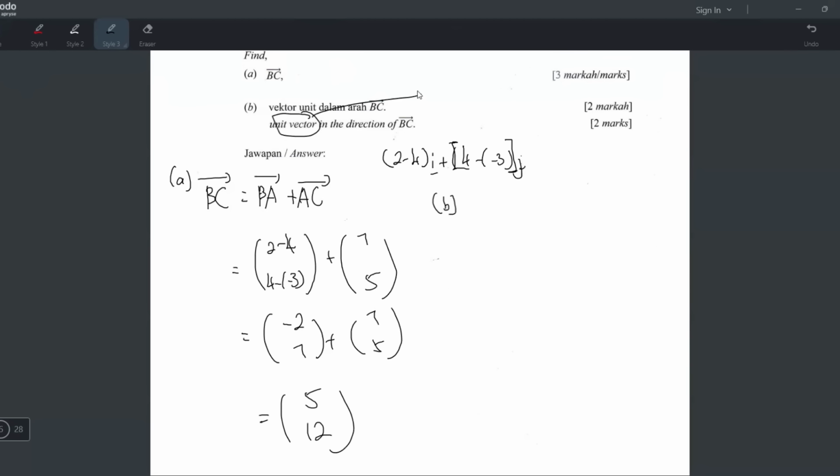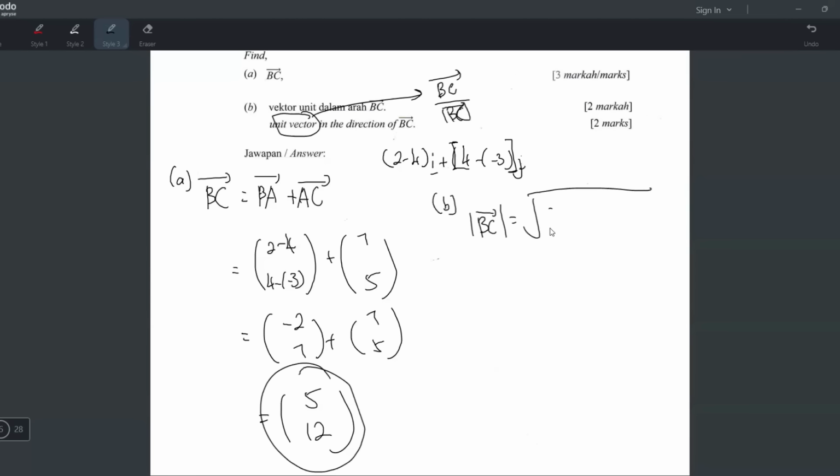The formula for unit vector is you take the whole vector, divide with the magnitude. Okay, but make sure the vector is in terms of ij lah. So, do we have the vector BC in terms of ij? Yes, that's the vector BC in terms of ij. So, now we just find the magnitude so that we can sub bawah nanti lah.